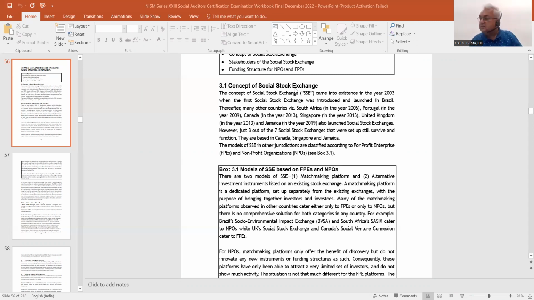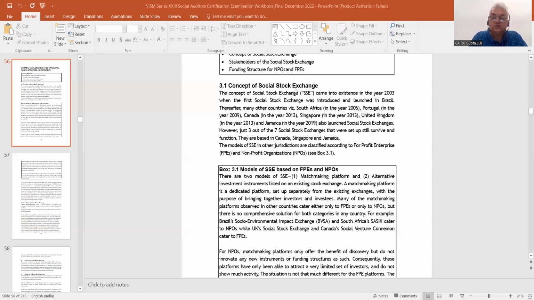It started with Brazil, then South Africa, Portugal, Canada, Singapore, UK, and Jamaica. And there are 2 models. One is the matchmaking platform, where the investors and investees will come. Presently they are catering either only to for-profit enterprises or only to NPOs. But the social stock exchange concept, which is coming now in India, it will cater to both. So till now there was no comprehensive solution.